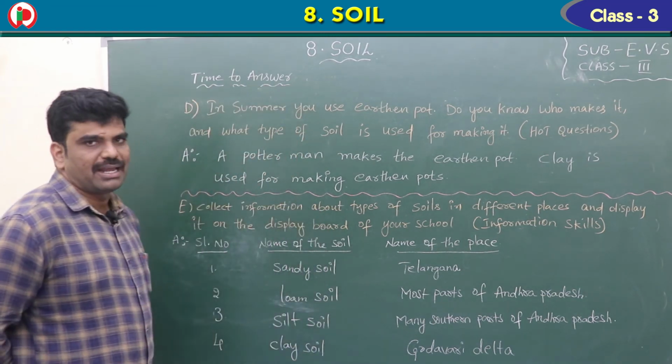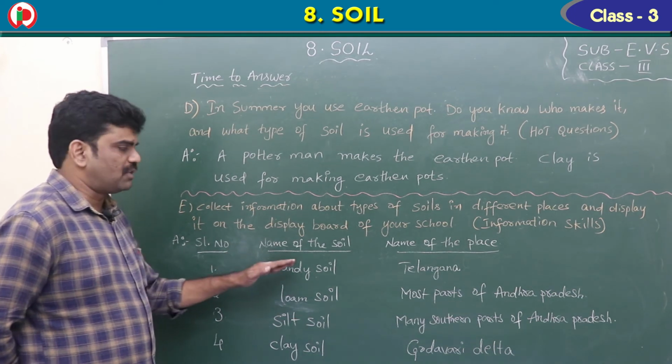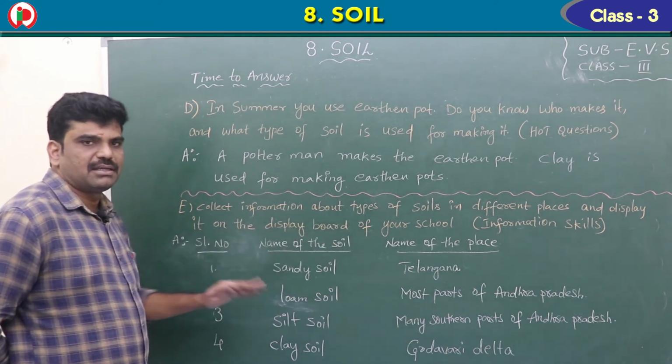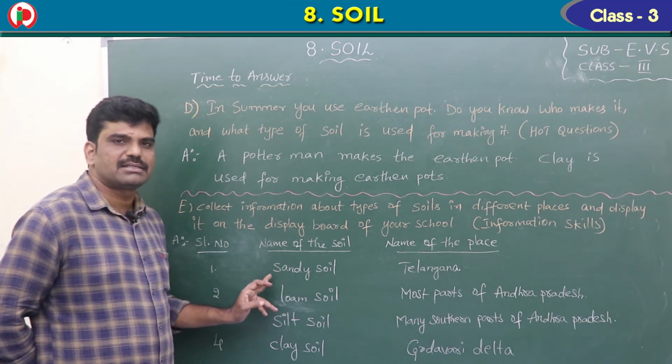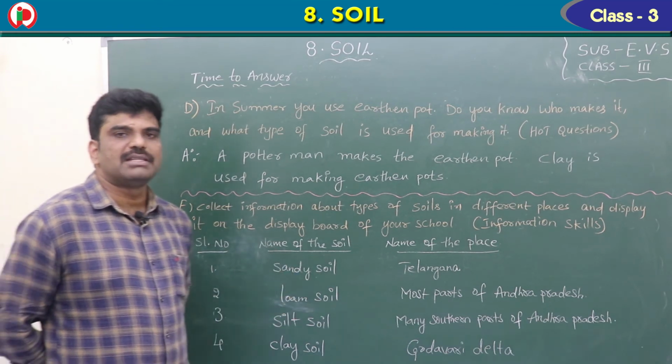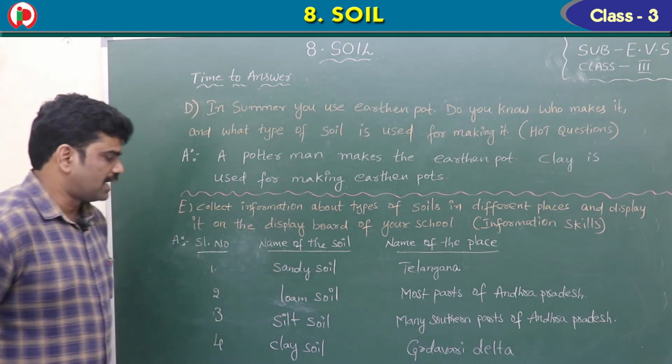Now you have to display like this, children. See the answer. Serial number as a heading, name of the soil and name of the place. 1, 2, 3, 4. Four types of soils are there. First one is sandy soil. Name of the place is Telangana. So in Telangana you can find sandy soil.